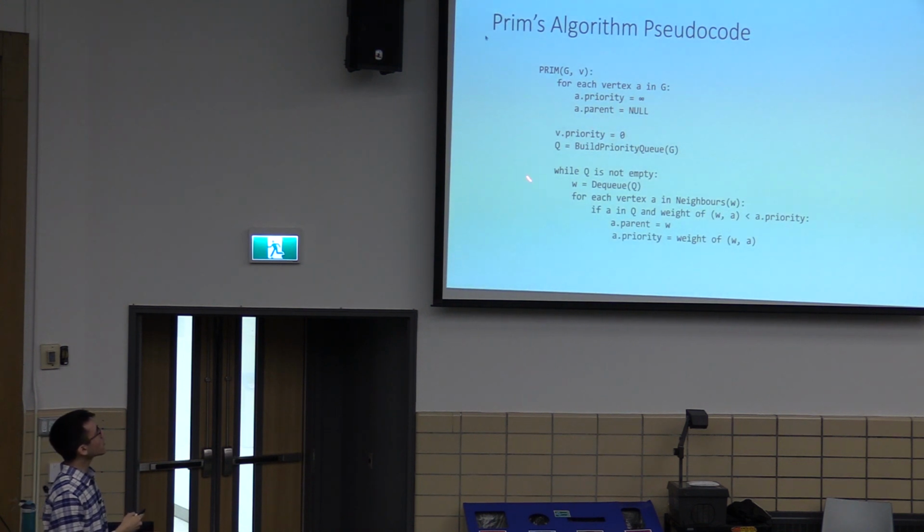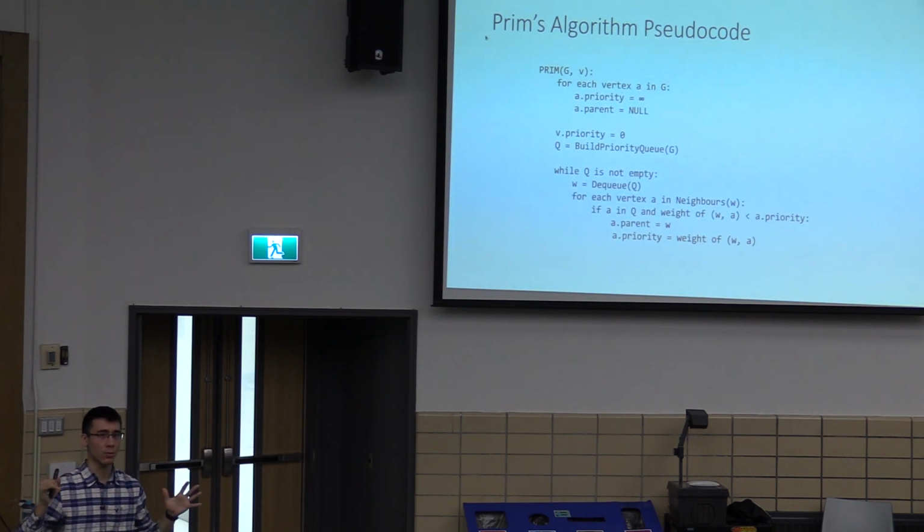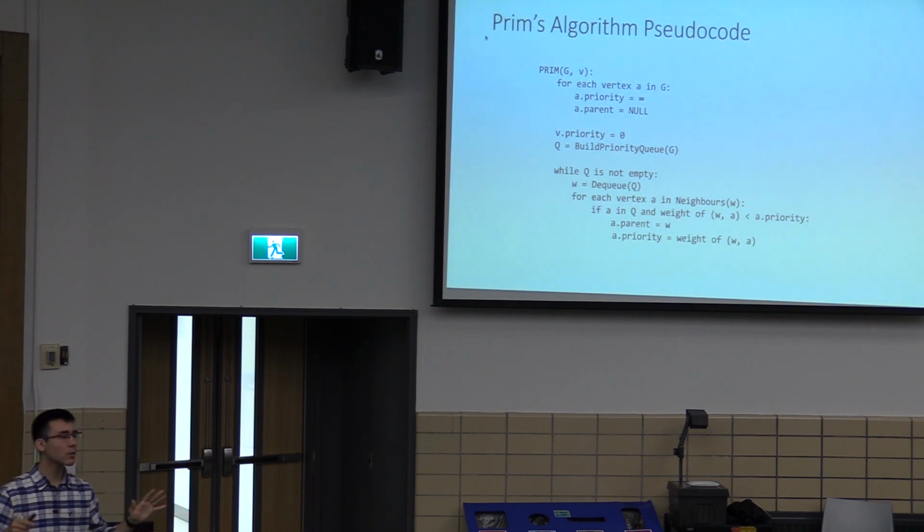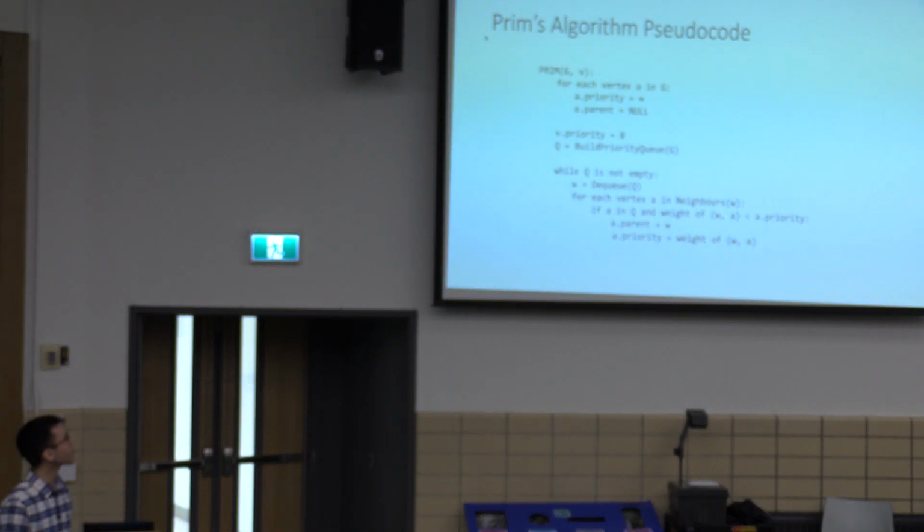The first step in Prim's algorithm is to choose a random vertex v. I'm just going to call it v here. We're going to initialize its priority to 0 because that is going to be the root of our minimum spanning tree. We can choose any vertex to be the root because no matter what, the minimum spanning tree is going to connect every single node. So without loss of generality, we can choose any vertex to be our root. We initialize its priority to 0 because we no longer need to explore that vertex anymore.